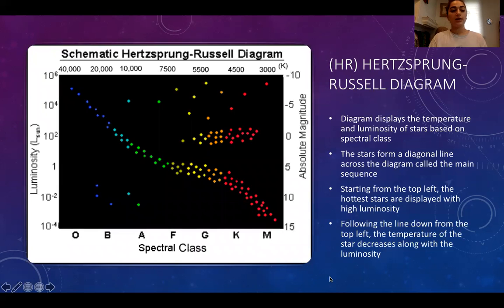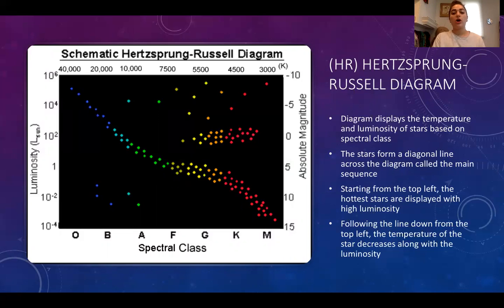So here is a display of the HR diagram, the Hertzsprung-Russell diagram, which displays the temperature and luminosity of the stars based on their spectral class. So as you can see, blue in the top left and red in the bottom right. And the stars actually form a diagonal line from top left to bottom right. And that is them decreasing in temperature.